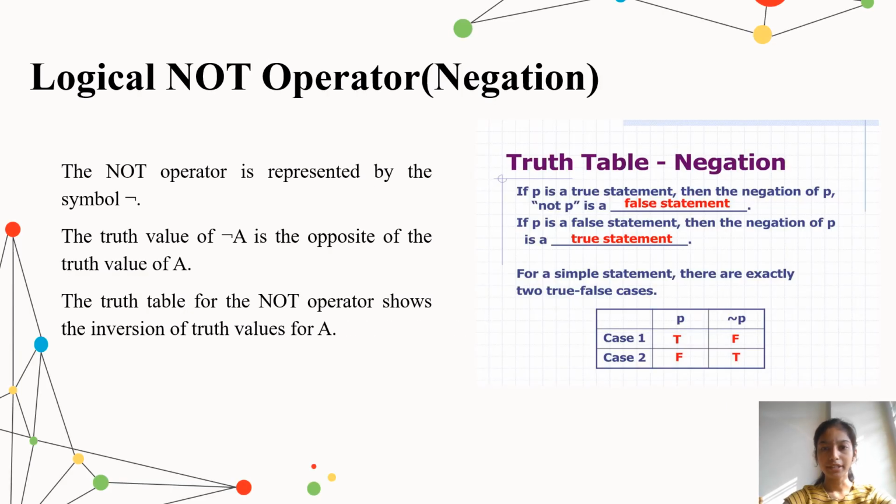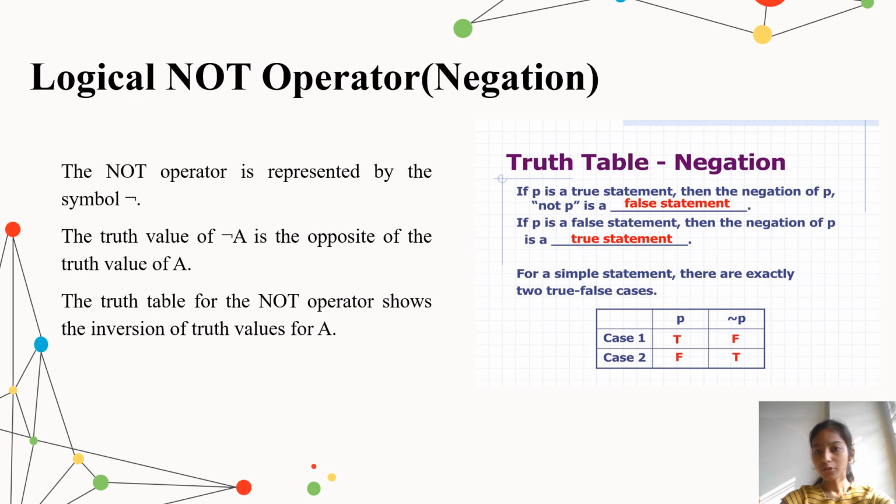Logical NOT operator, negation. The NOT operator is represented by the symbol ¬. The truth value of negation A is the opposite of the truth value of A. The truth table for the NOT operator shows the inverse of the truth value of A.